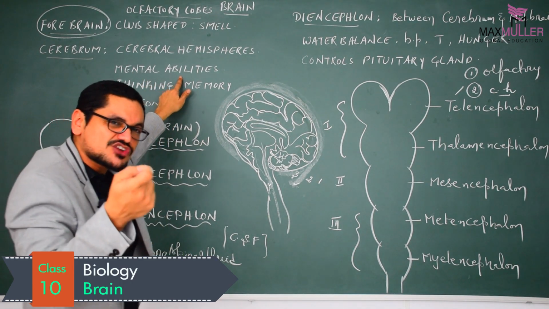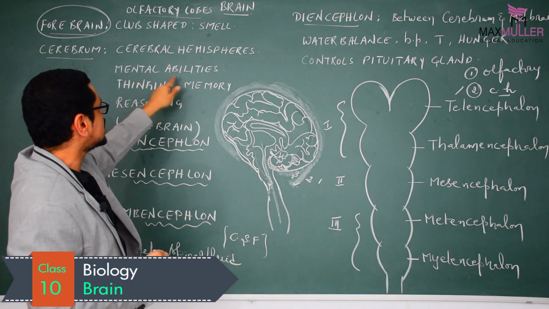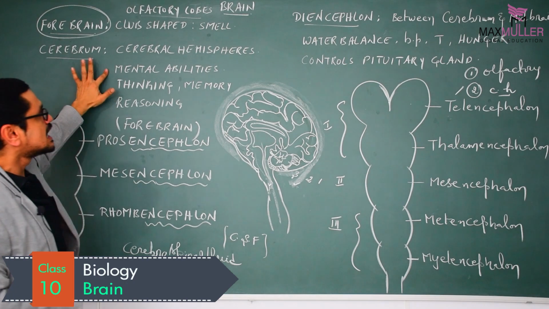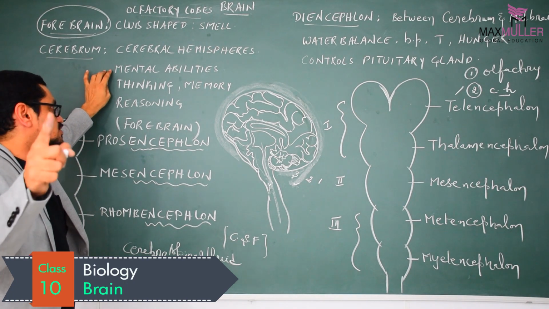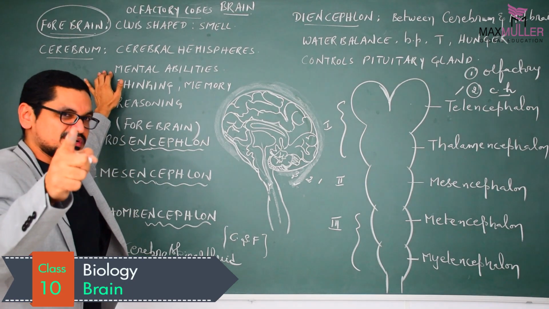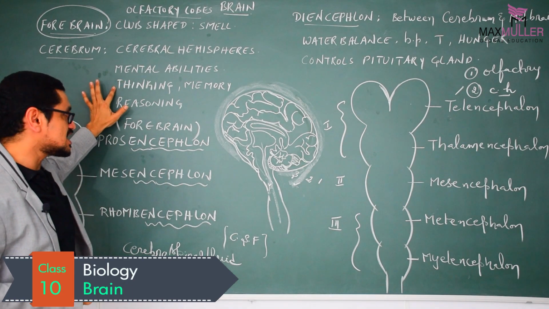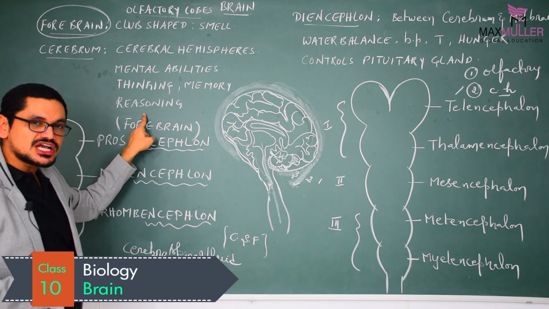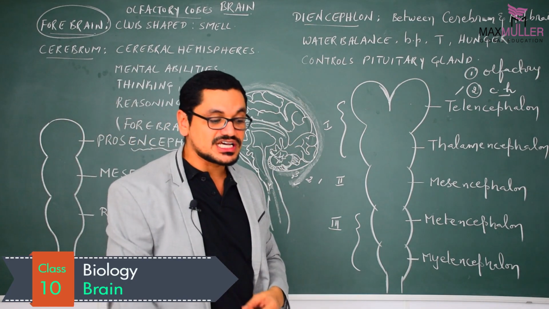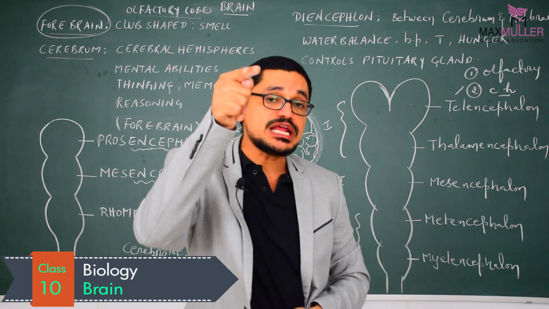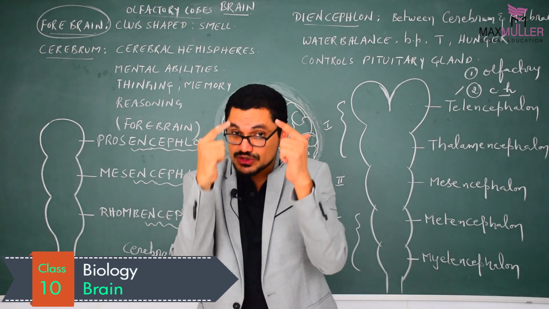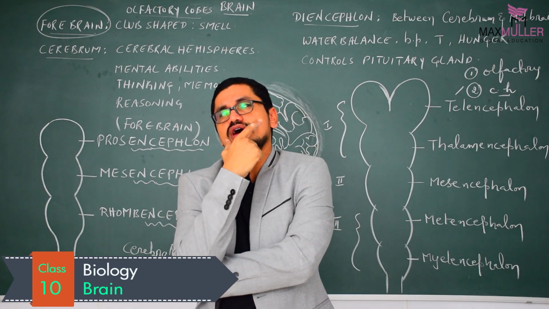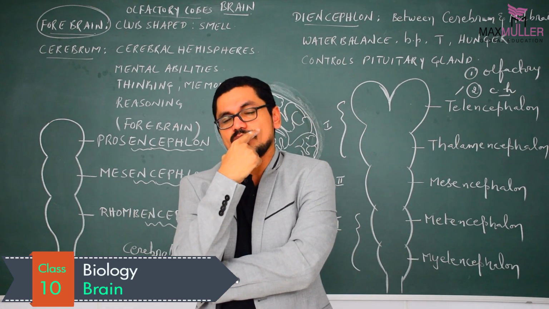And what is the basic function of these two cerebral hemispheres? I represented it here. The basic functions of these two cerebral hemispheres: it makes you think, to have the mental capability or mental ability. Number one, that is mental ability. Number two, thinking and memory, reasoning. All these are the functions associated with the cerebral hemispheres. The cerebral hemispheres make you think, make you memorize the aspects, make you analyze the aspect. What is nothing but reasoning? Why I have to do this?